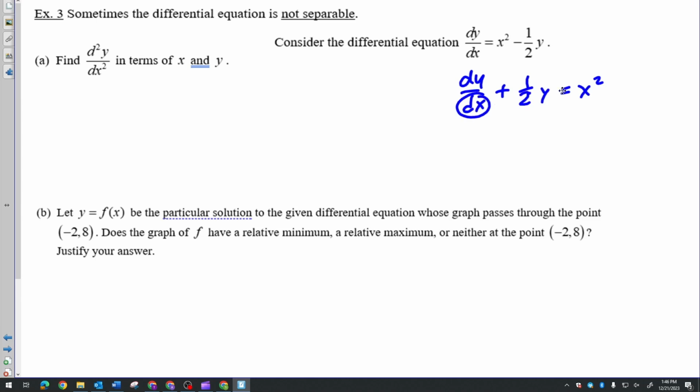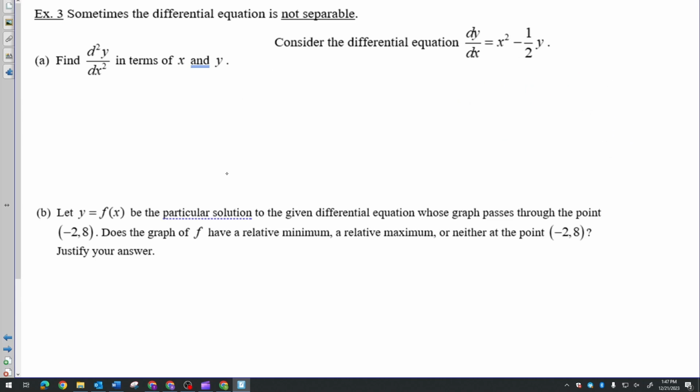And if I move the dx over, like if I multiply everything by dx, what happens is this gets multiplied by dx, and this gets multiplied by dx. There's just no way to move all the y's to one side and all the x's to the other. So this is an inseparable differential equation. To solve it, you'll take a class in a few years called differential equations. But right now, we are not expected to solve differential equations that are not separable.